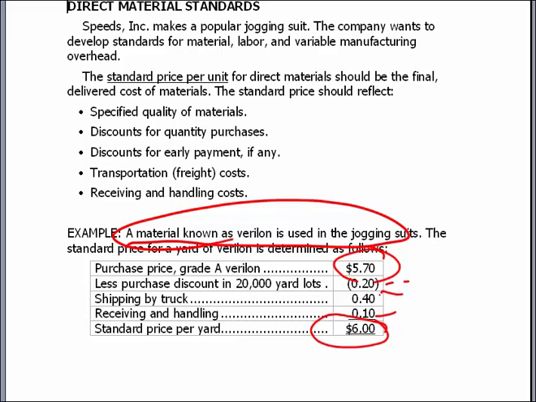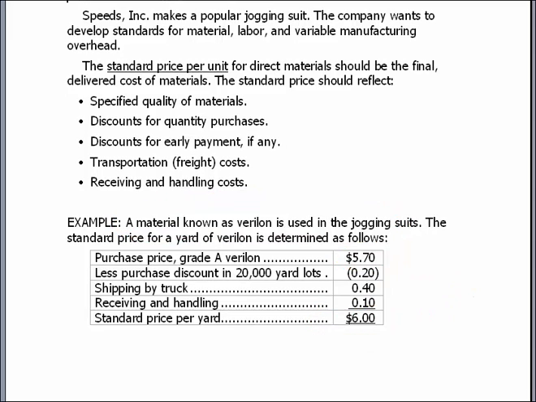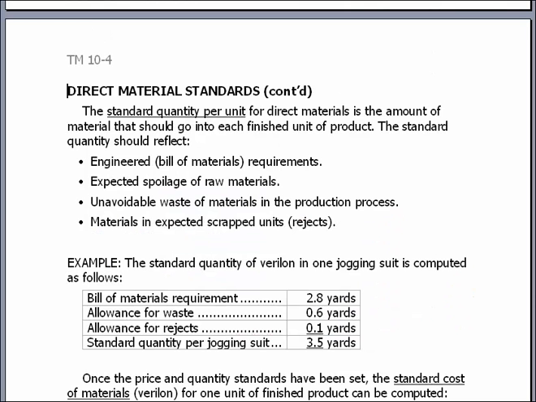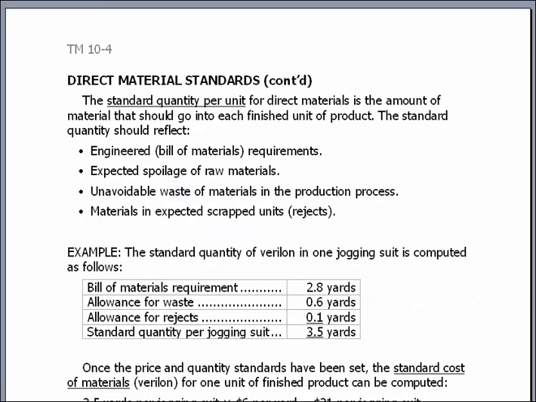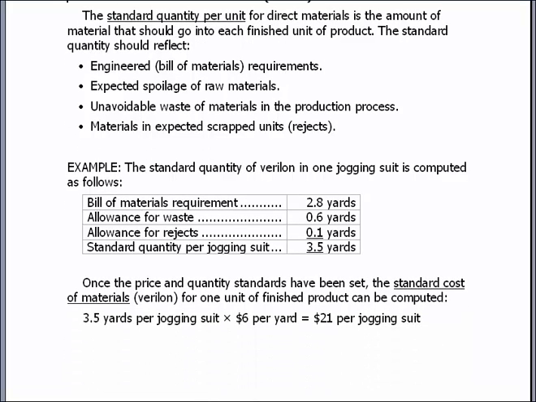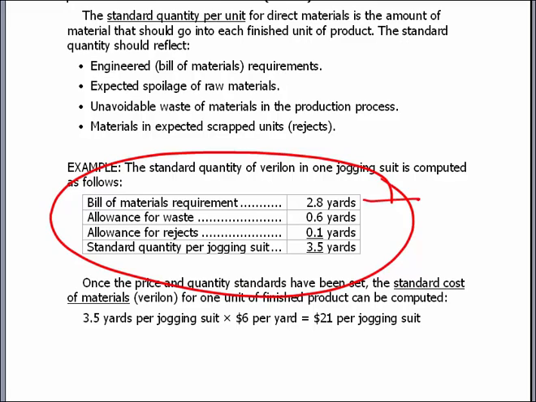So this is going to give us the direct materials price, the dollar amount that we should be spending per yard. Now once we know how much we're paying per yard, we want to look at how many yards we should be using. If you look at the forms, at the patterns, it calls for 2.8 yards.